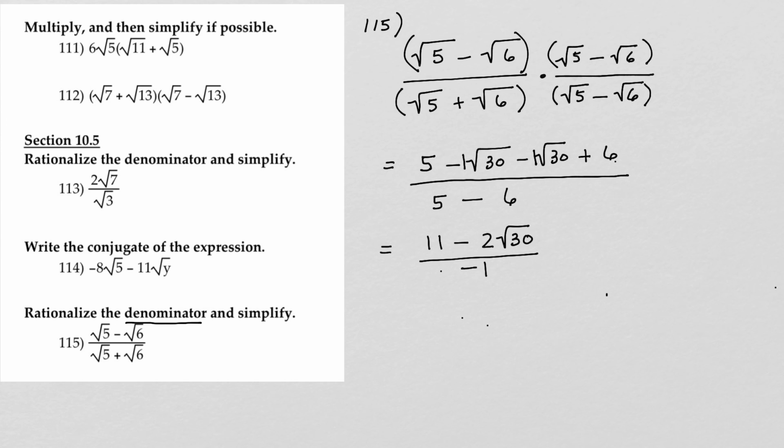And in the denominator, I have a minus 1. So my final answer I'm going to write as negative 11 plus 2 times the square root of 30. Because I'm just changing the signs. I'm basically rewriting this as 11 over negative 1 minus 2 square root of 30 over negative 1. And so 11 over negative 1 gives me negative 11, and the two negatives make a positive for the 2 square root of 30. So this is my final answer.